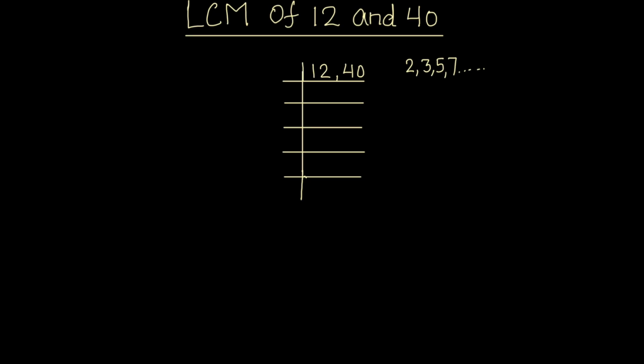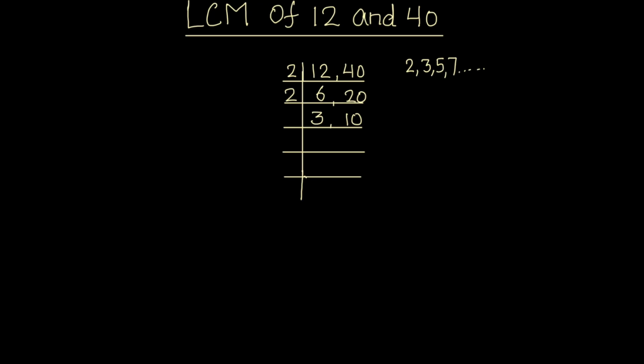As the two numbers are even, we can use first prime number 2 to divide both the numbers fully. So 2 times 6 is 12, 2 times 2 is 4, 2 times 0 is 0. Again we can use 2 to divide the two numbers. 2 times 3 is 6, 2 times 10 is 20.